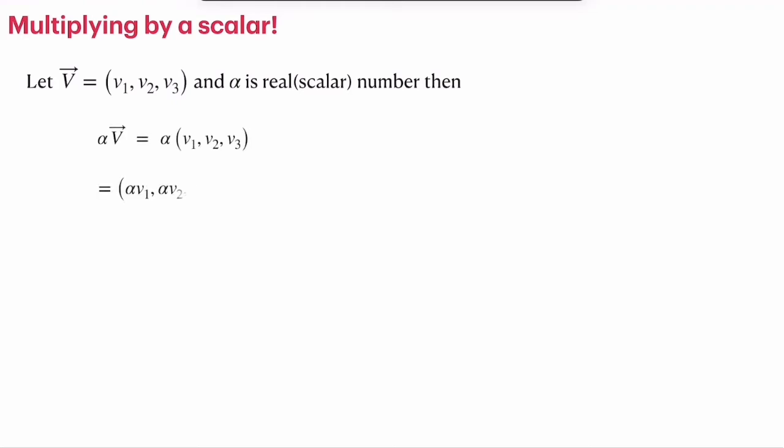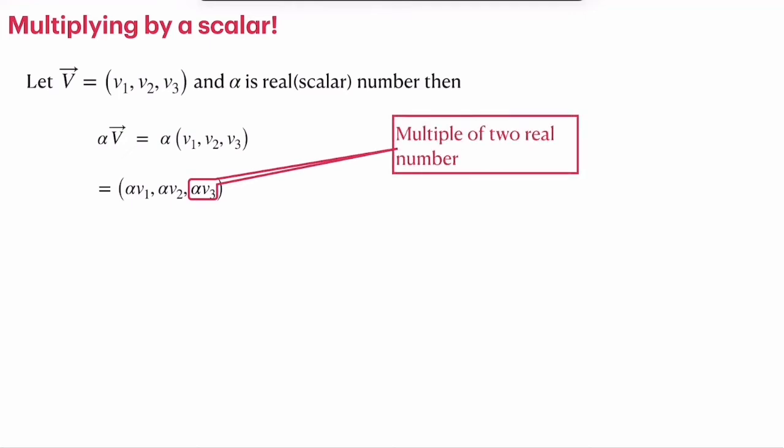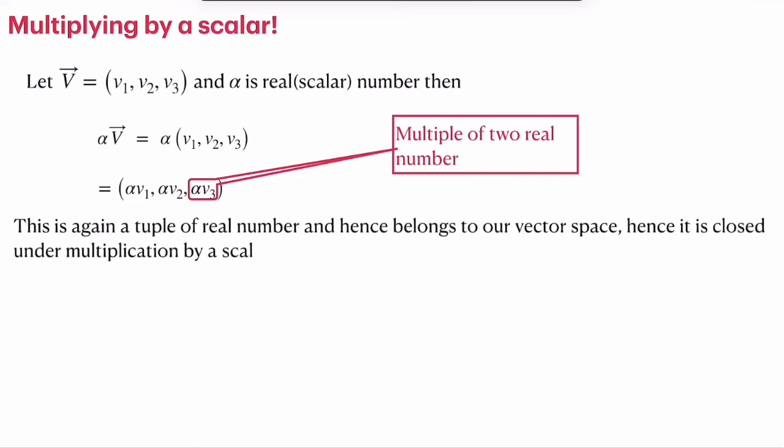Of course, let's go to the next important concept, which is multiplying a vector by a scalar. Let V be a vector, which is a three-tuple of real numbers V1, V2, and V3. Let alpha be our scalar, which is simply a real number. Alpha times V, which we define as alpha into V1, alpha into V2, and alpha into V3. Again, at this stage, it is a multiplication of two real numbers, and each component would be a real number, resulting in a three-tuple of real numbers, which is in fact an element of this vector space. And this shows that it is closed under multiplication by a scalar.